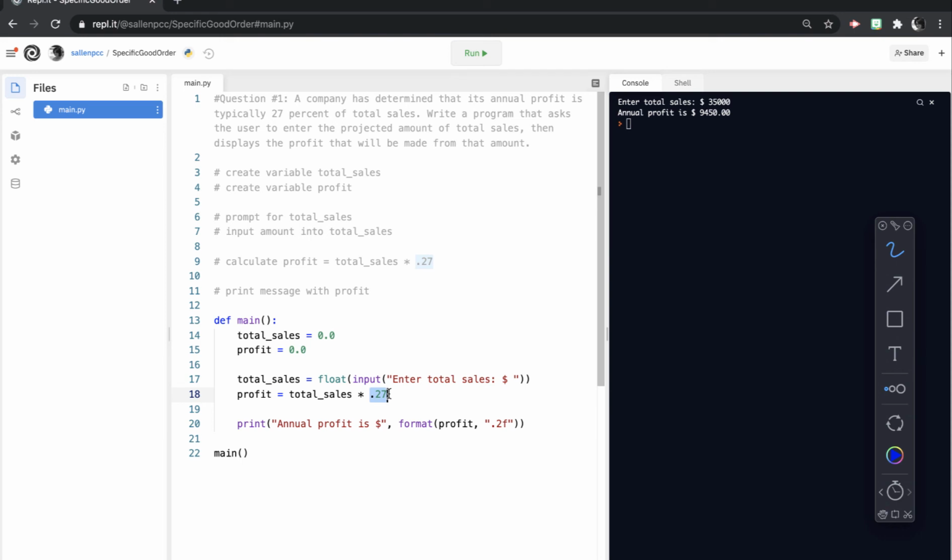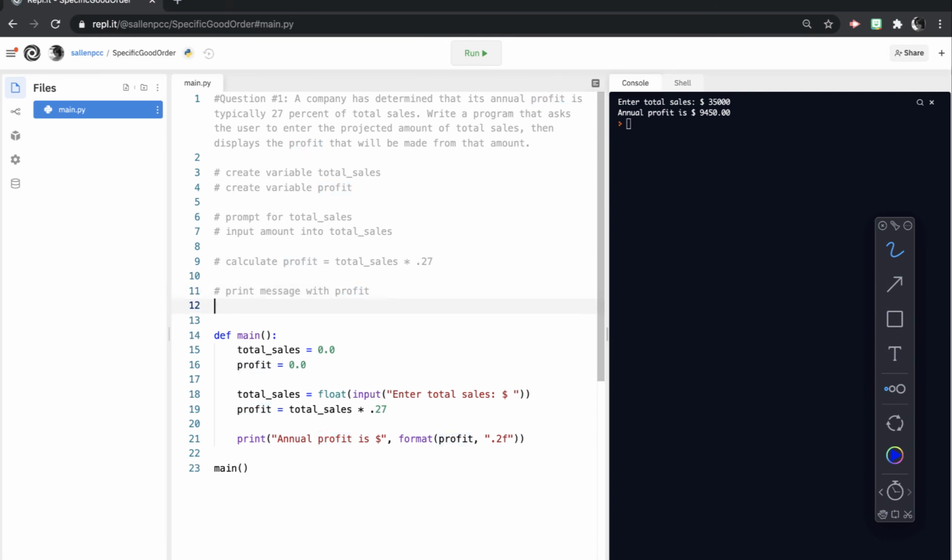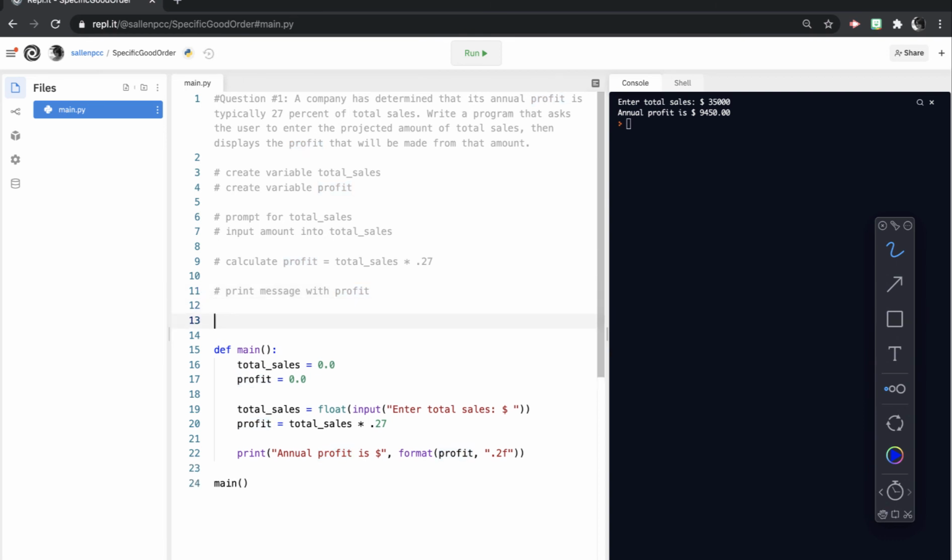The only thing that I would consider is this is called a magic number, meaning that we need to explain to anyone reading this code what that number is, right? And we don't really want to do that. So a better strategy is to create a constant. So we create constants by using all uppercase. And I can do profit percent, and I can set that to 0.27. And notice I'm using all uppercase, not just the first character, but all of the letters are uppercase, separated by an underscore. And then I'm going to set it to 0.27.